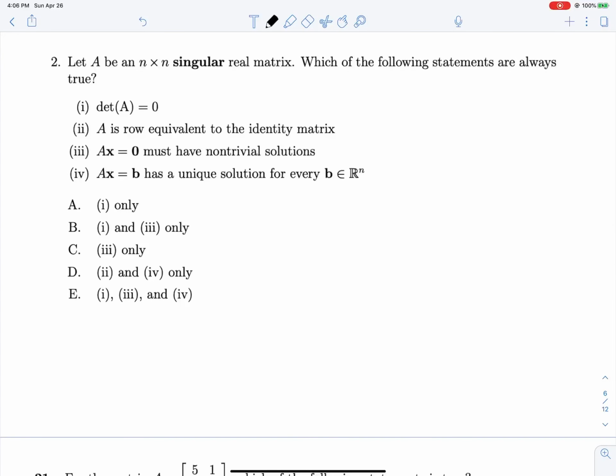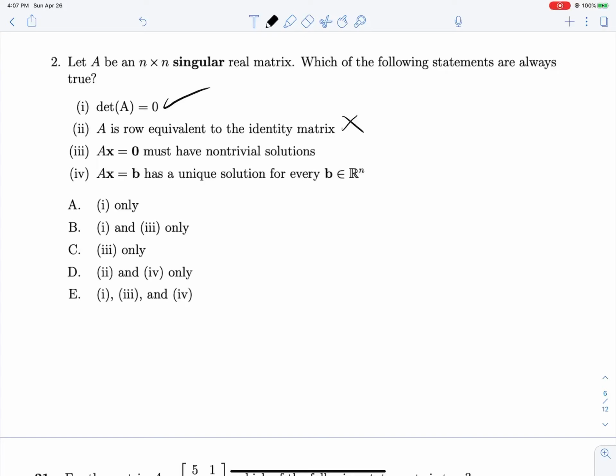2. Let A be an n by n singular real matrix. Which of the following statements are always true? So a singular matrix, by definition, has a determinant of 0, because if it did not have a determinant of 0, we could safely divide by that determinant and get our inverse. So, yep, determinant of A must be 0. A is only row equivalent to the identity matrix if it is invertible. So this is false. 2: AX equals 0 must have non-trivial solutions.